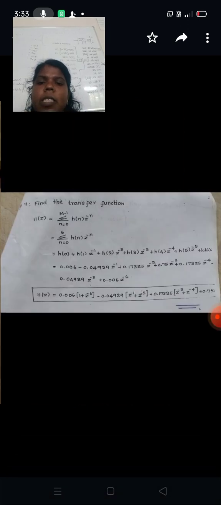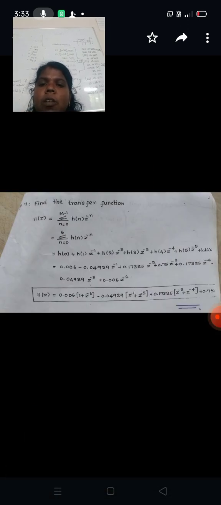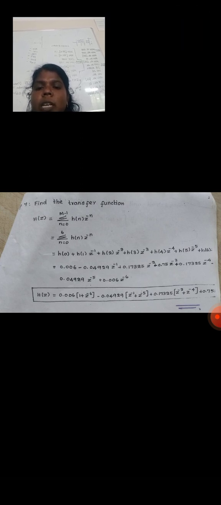Next, finally, the transfer function, that is h of z. Okay, to find the transfer function, h of z is equal to summation of n is equal to 0 to m minus 1 h of n into z power minus n. Here m is equal to 7. So therefore 7 minus 1 is 6, summation of n is equal to 0 to 6. And here we have to substitute the various impulse response values, that is h of 0 to h of 6. And by taking the common terms outside, we can get the transfer function h of z.